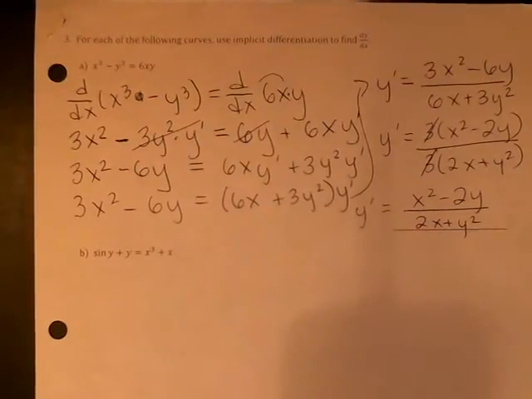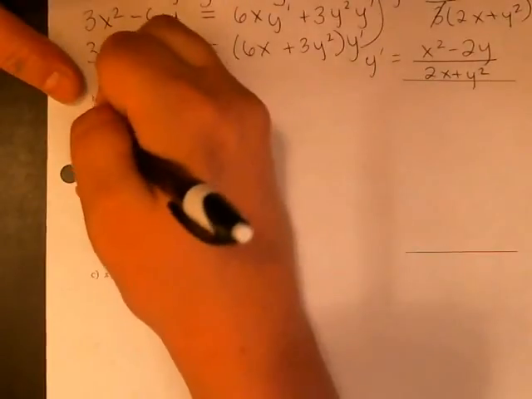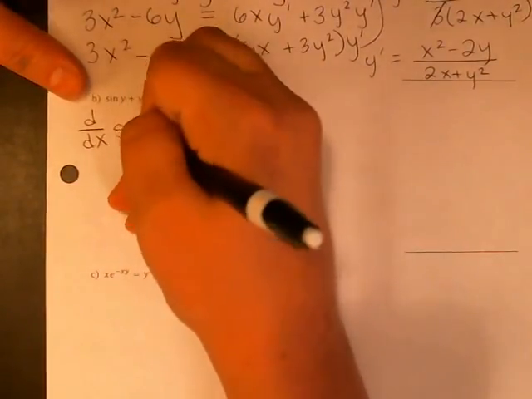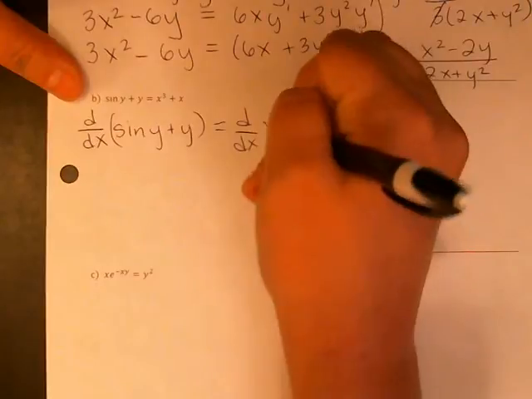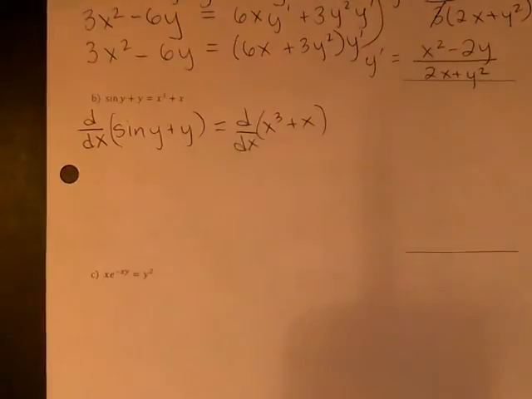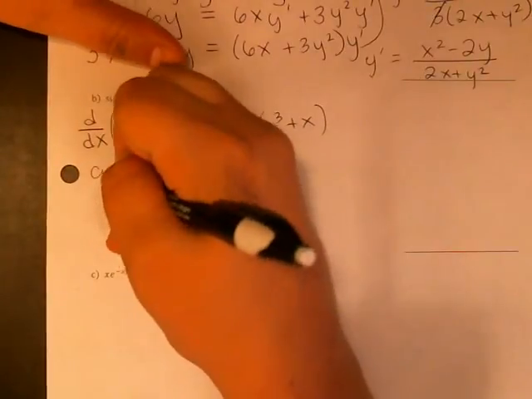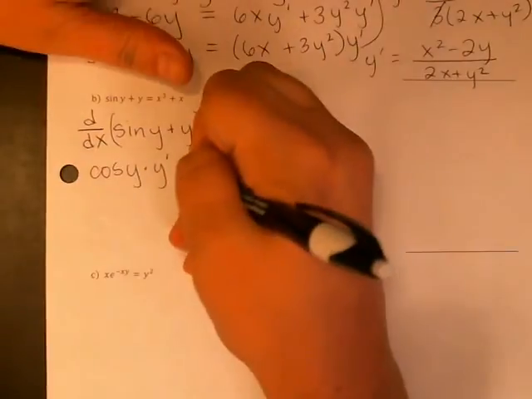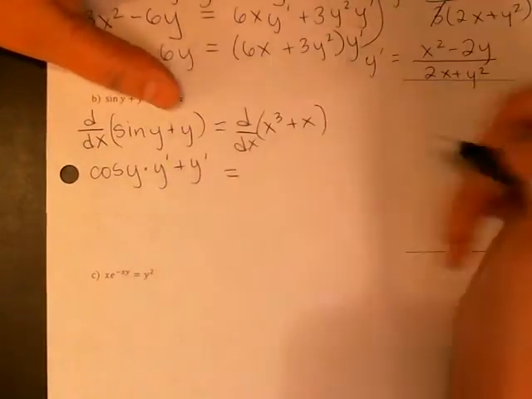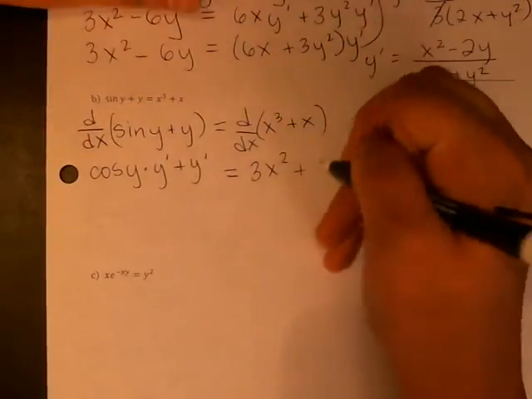Okay, so there is the first one. Second one, similar start. If we want dy dx, then take the derivative with respect to x. This one actually looks really easy because the x's are on one side and the y's are on the other. Okay, so the derivative of sine y with respect to x should be a cosine y times y prime. Do not forget the chain on that. And then the derivative of y is y prime. The derivative of x cubed is 3x squared. And the derivative of x is 1.